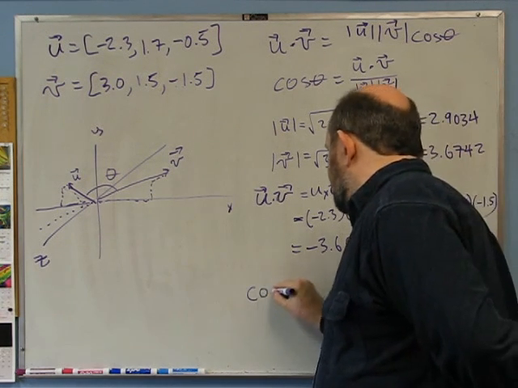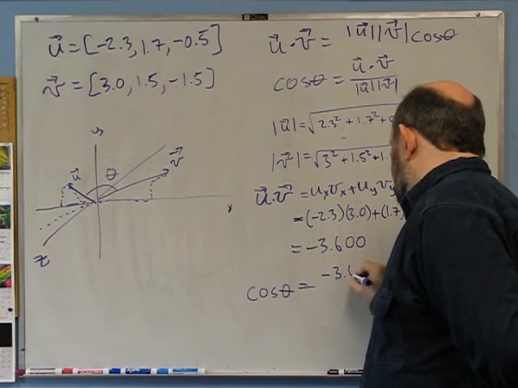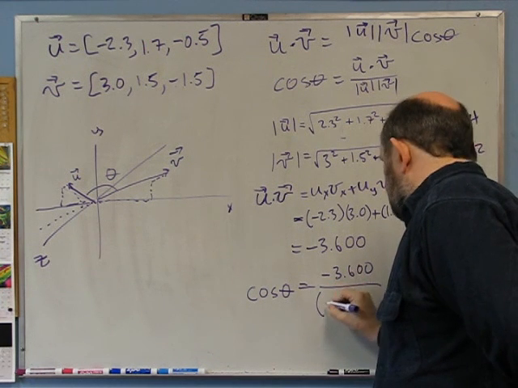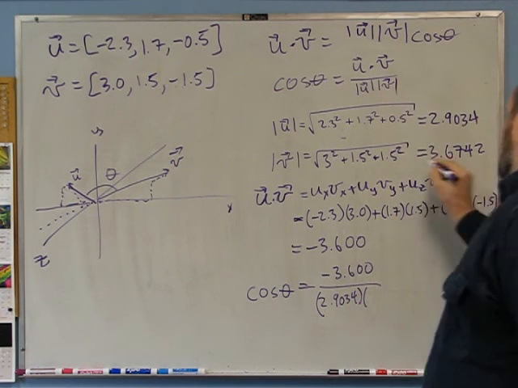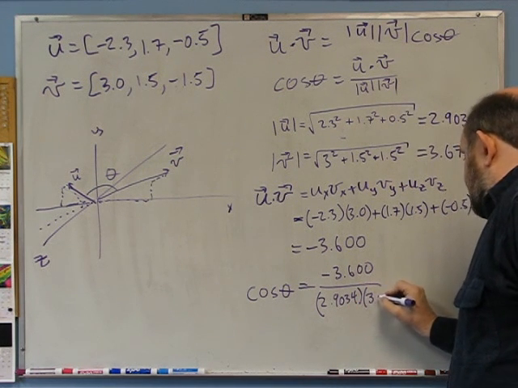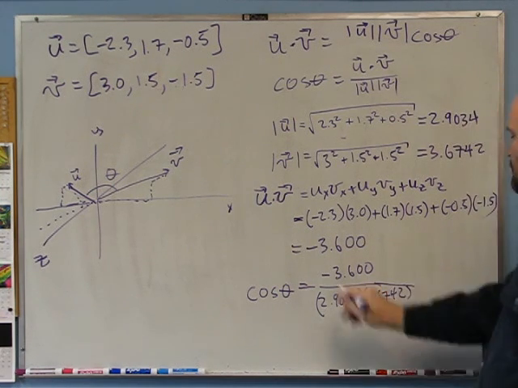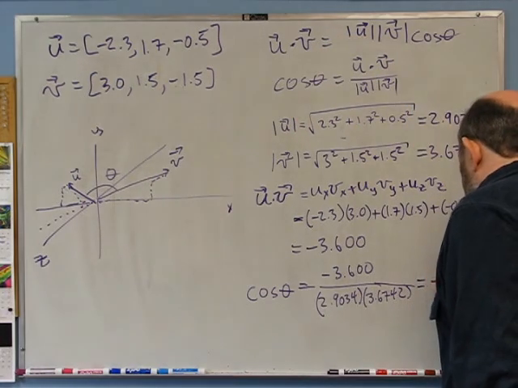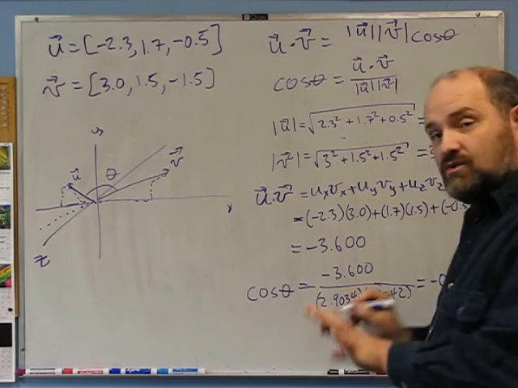So now I can put in these numbers. Cosine theta: U dot V on the top, so that's minus 3.6, divided by the magnitude of U, 2.9034, also divided by the magnitude of V, 3.6742. Put all these numbers together, and we get minus 0.3375. It is negative. That's okay. Cosines can be negative.